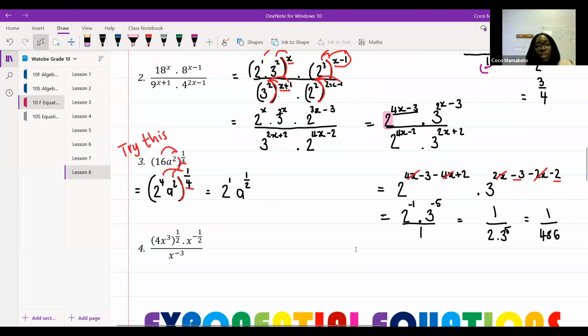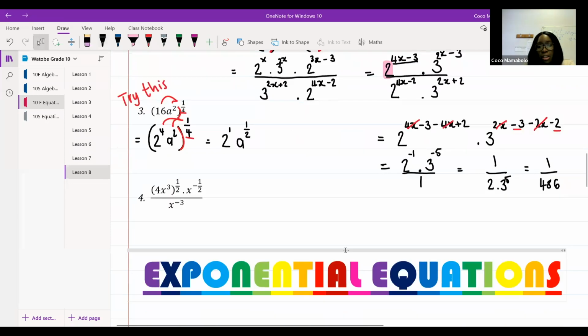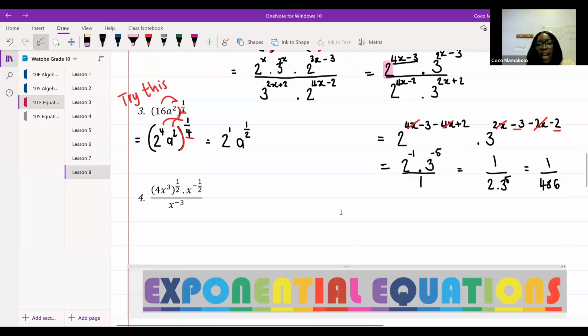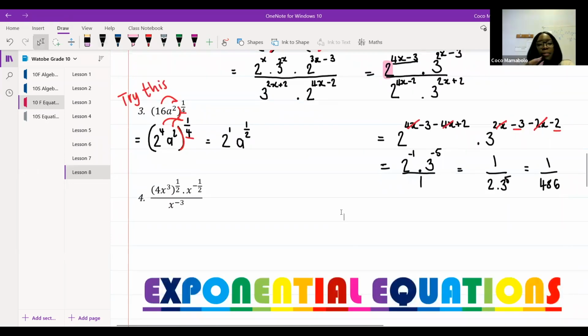So guys, I want you to bear in mind that everything you do for rational exponents looks exactly the same as everything you would do for the exponents we were just doing. The only difference is we multiply with a fraction, and we add fractions, and we minus fractions. Nothing is different at all.